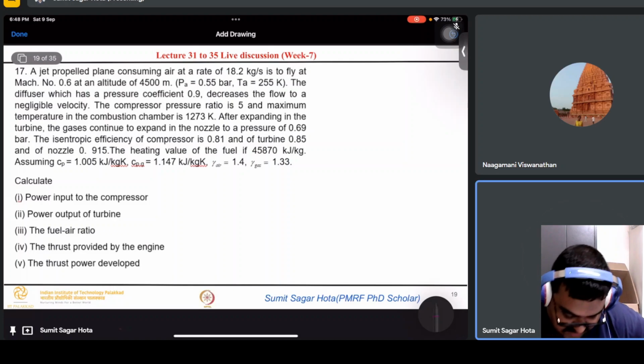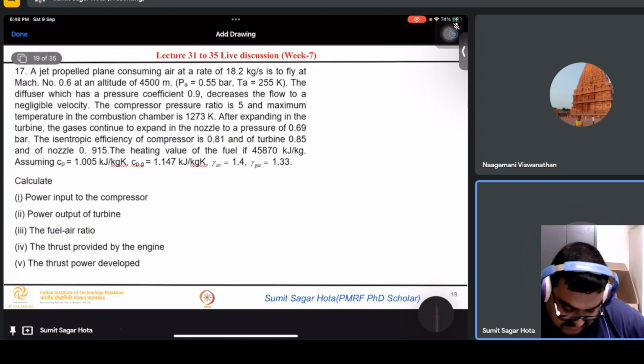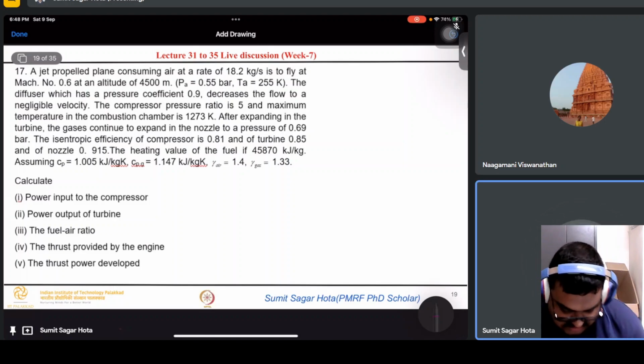Calculate power input to the compressor, power output of turbine, the fuel air ratio, the thrust provided by the engine, the thrust power developed. So this is a long question. Here you see 5 parts are there and 5 individual parts can be your short question. So in 5 also nearly 8 or 9, nearly 10 questions you will get. Directly we are solving minimum 8 to 9 or maximum 10 questions in this one question.